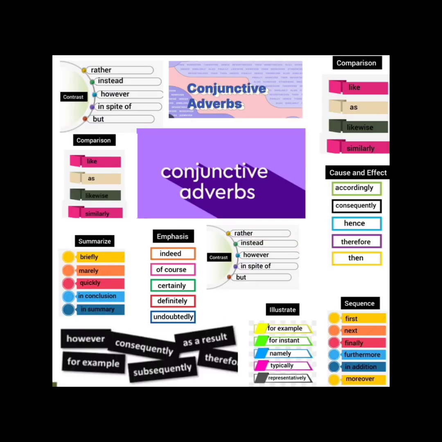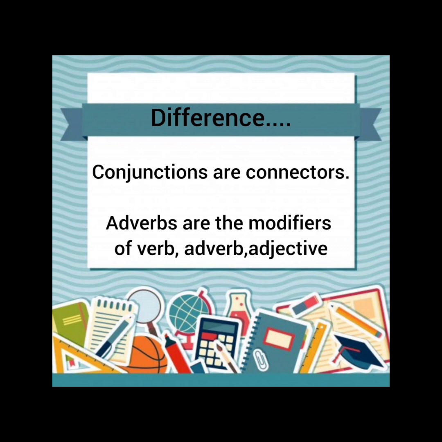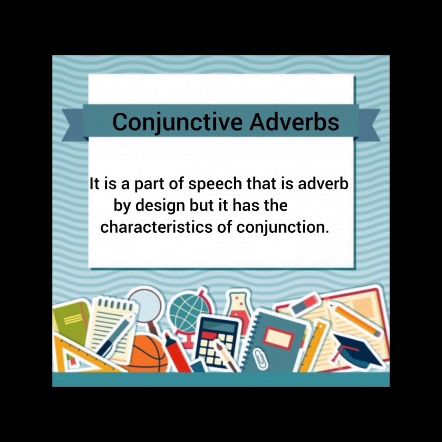Well, you might have heard about conjunctions and adverbs separately, and you might know their functions, that conjunctions are the connectors and adverbs are the modifiers of verbs, adverbs and adjectives. But today we'll go for the conjunctive adverbs together at the same place. Conjunctive adverb is a part of speech that is an adverb by design, but it has the characteristics of conjunctions. It means that these are actually adverbs, but they function as conjunctions within the sentences.